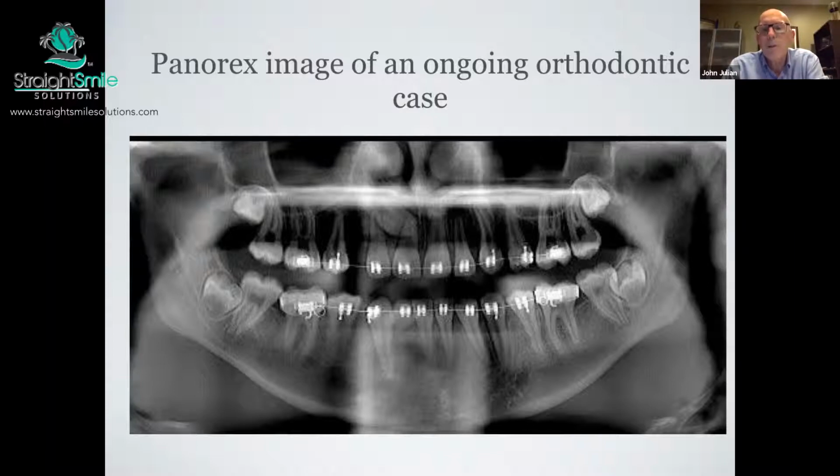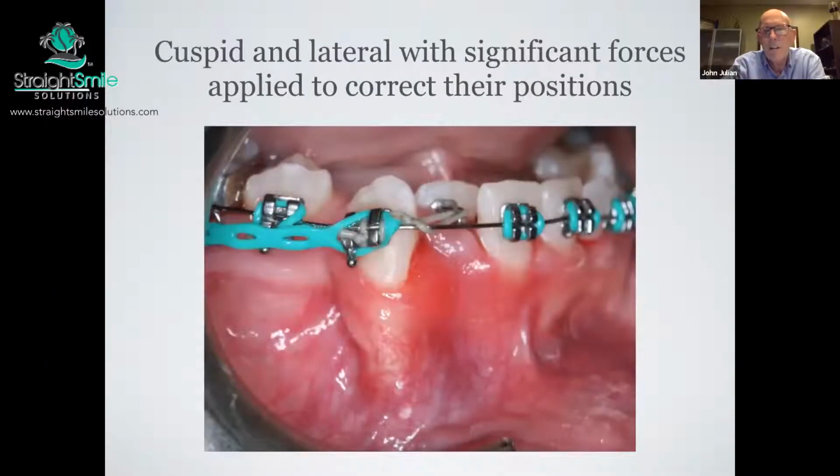This is a Panorex image of a case I saw years ago when I first got my cone beam. And I noticed that I could not see what was going on in the lower anterior region other than the cuspid and the lateral appear to be crossing over each other. There's also an impacted cuspid in the upper, but that's not our concern. Clinically, what I saw was a tooth that looked like it had very little bone covering the facial aspect.